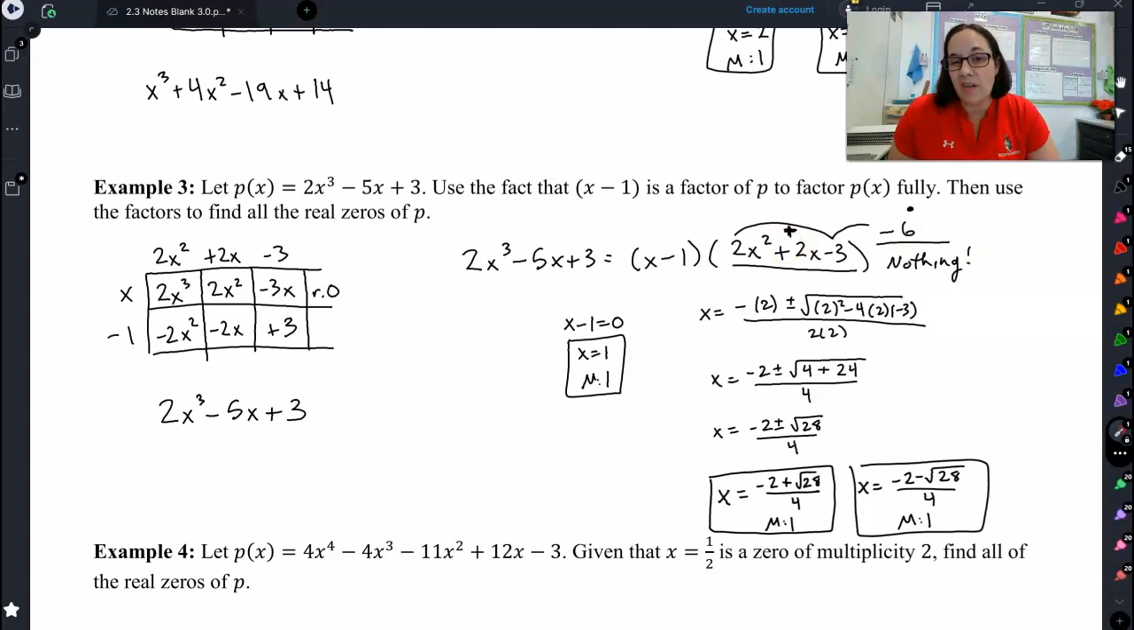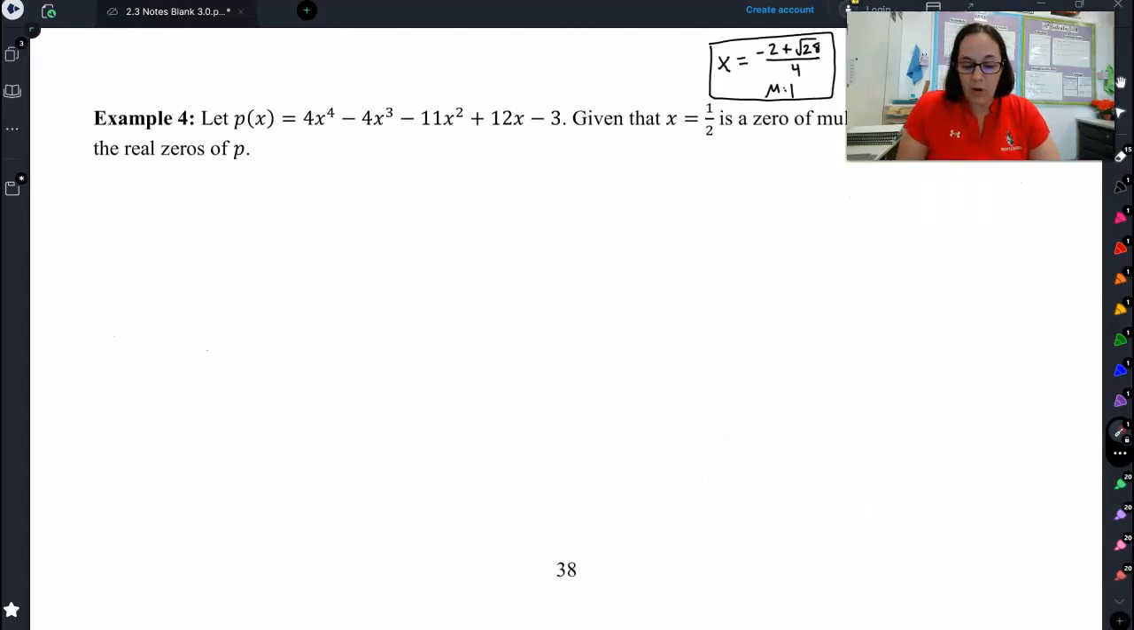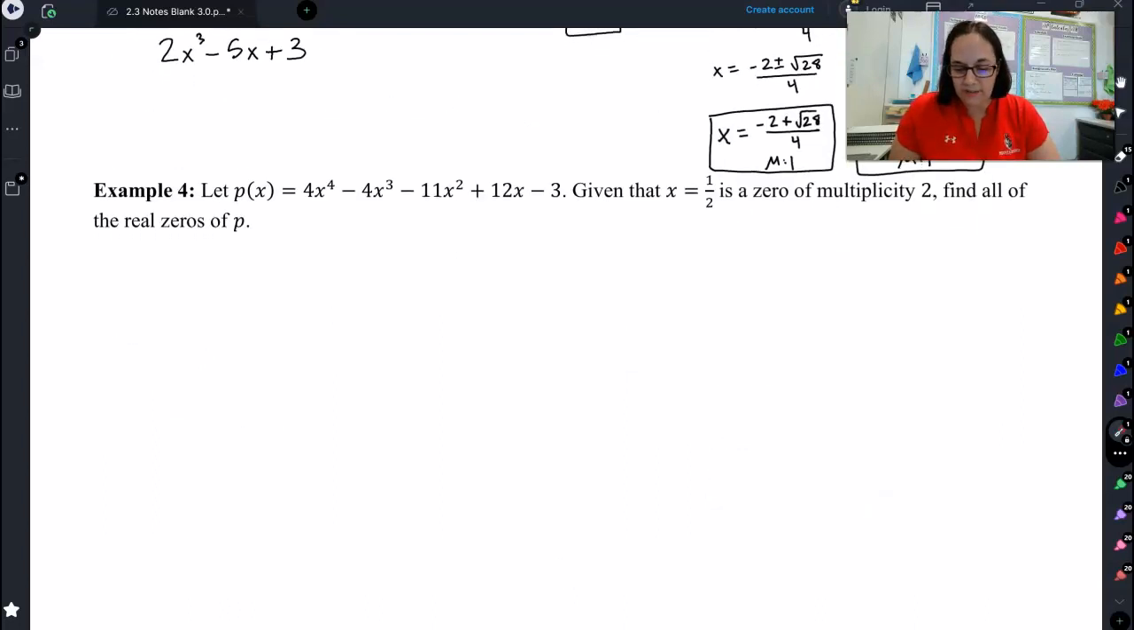Which means this is not factorable, so I've got to do the quadratic formula on this instead. So I did the quadratic formula, and these are the two answers that I got, both with multiplicity 1. And don't forget, I also have an answer from this. I have x minus 1 equals 0, so that gives me an x-intercept at 1 with a multiplicity of 1 as well. So let's try one more of these.